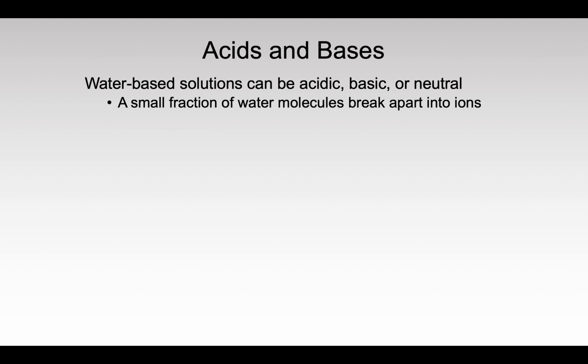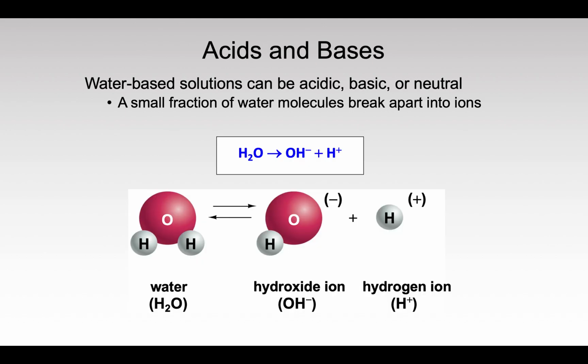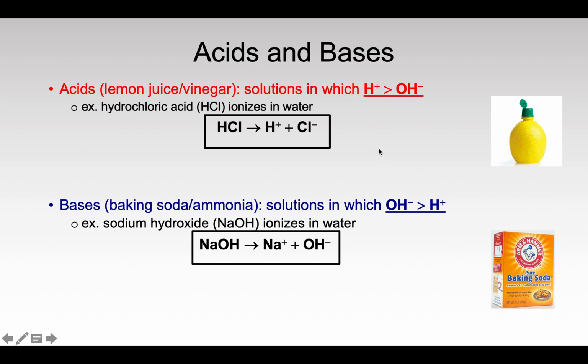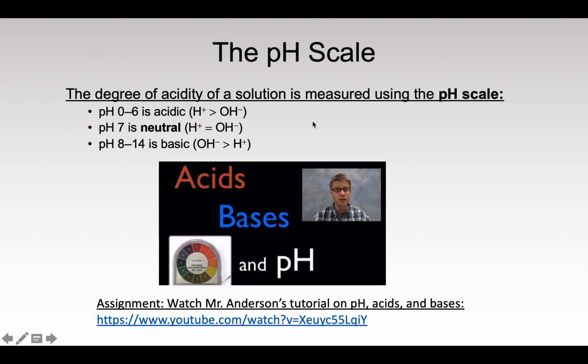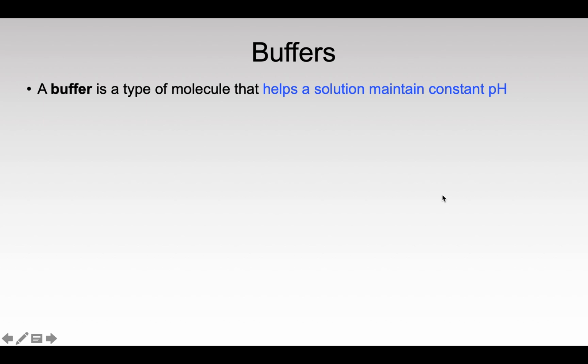Remember about acids and bases, how water can break apart into hydroxide and hydrogen ions. Acids have a low pH with a lot of H's. Bases have a very high pH with a lot of OH or hydroxide ions. Neutral is about pH 7. Mr. Anderson has a good review if you need a review on that.